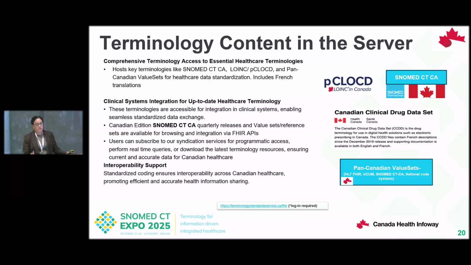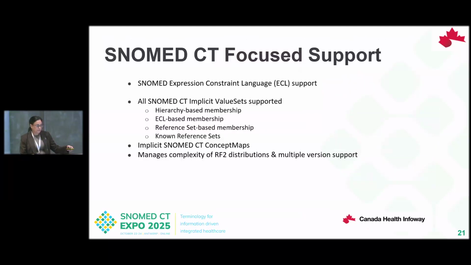I think we're at about 160,000 plus translations and 24,000 plus Canadian concepts. And in addition to the Canadian version of SNOMED CT, we have our national drug terminology called the Canadian Clinical Drug Data Set. I mentioned Pan-Canadian LOINC, as well as a vast offering of value sets. Currently, I think we have about 270, and of those, about 66 are SNOMED CT reference sets. And we also have code system supplements to support our French translations for HL7 value sets.